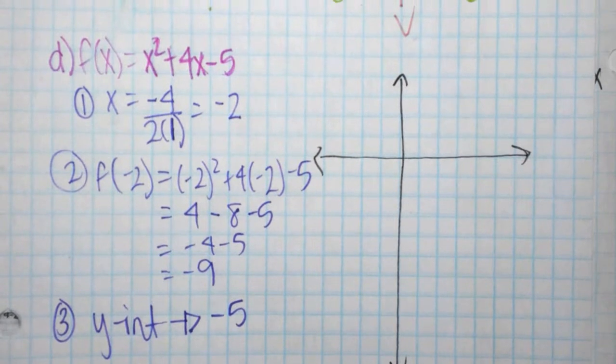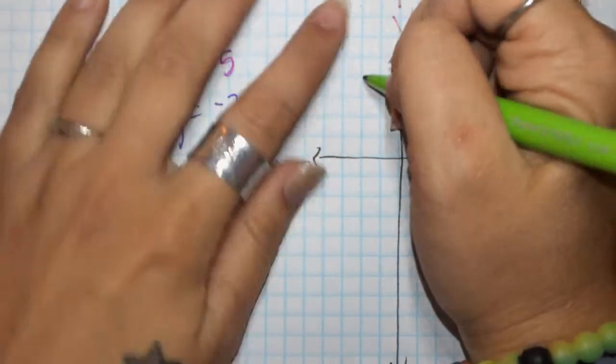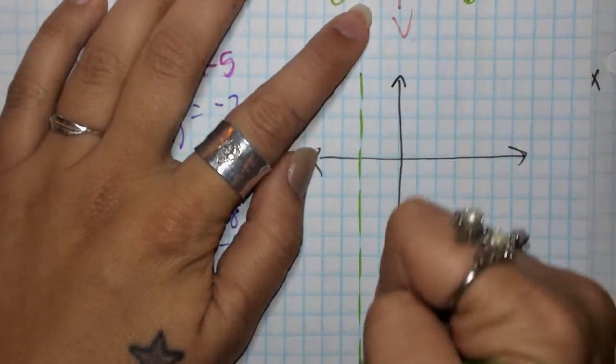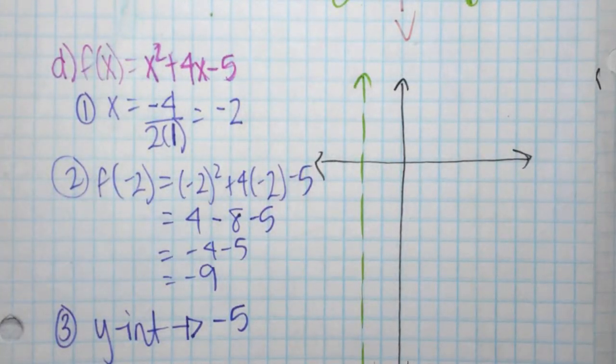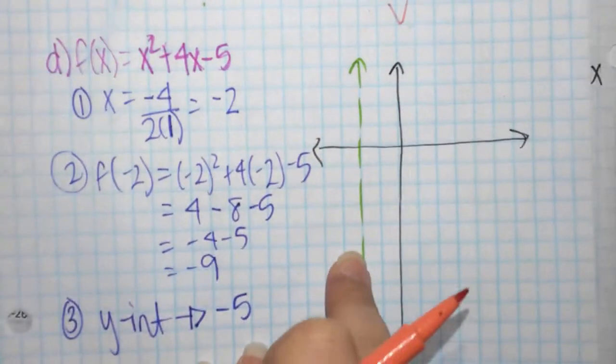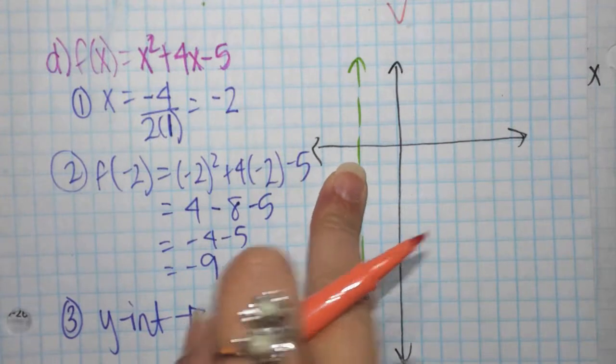Alright, so our axis of symmetry is at -2. Did everybody draw this? Well, not everybody. Those of us that actually graphed, did you draw that dotted line? Yes. Because you have to. I want to see this. I will count off if I don't see this.